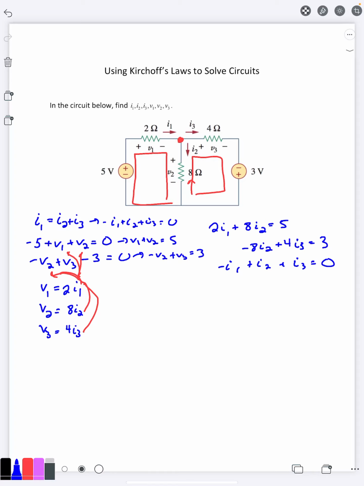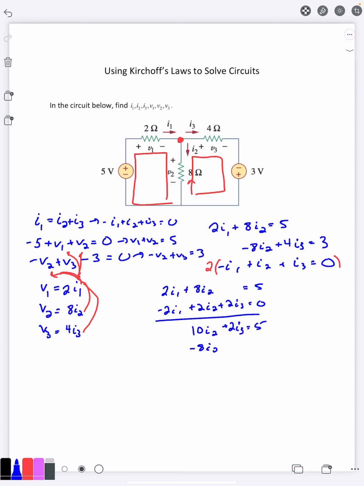So maybe the best way to start is to multiply the third equation by 2 and add to the top equation. Then I would have 2I1 plus 8I2 is 5, and minus 2I1 plus 2I2 plus 2I3 is 0. That gives me 10I2 plus 2I3 is 5. And then the middle equation was negative 8I2 plus 4I3 is 3.